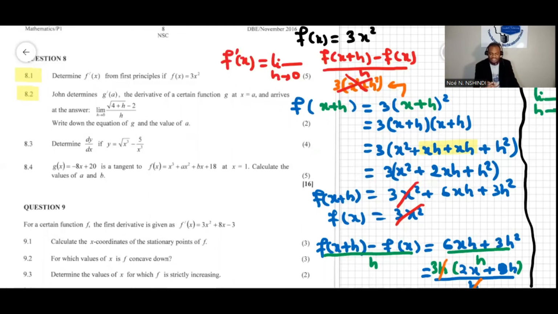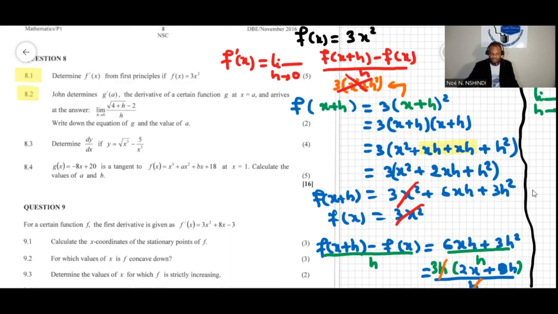Okay, I think I need to read it over. It says John determines g prime of a, the derivative of a certain function g at x equal to a, and arrives at the answer, the limit of square root of 4 plus h minus 2 over h as h approaches 0. Write down the equation of g and the value of a. Okay, if it was university math, we would have done something called integration. It looks like this. But this is high school math, so we don't want to use integration here.